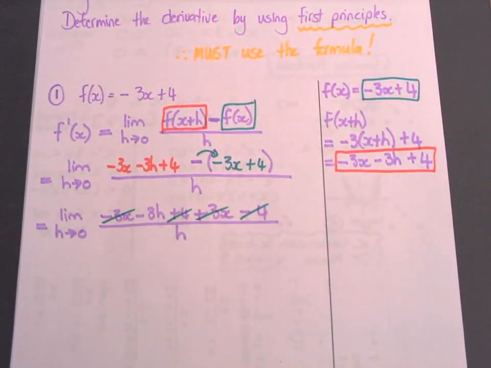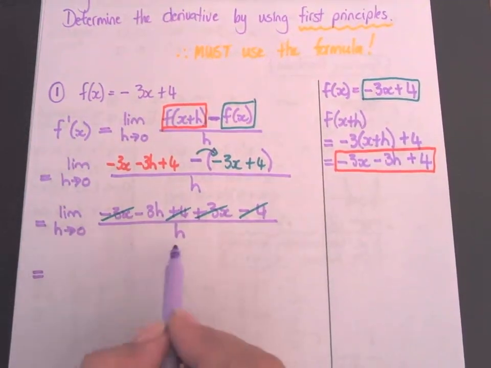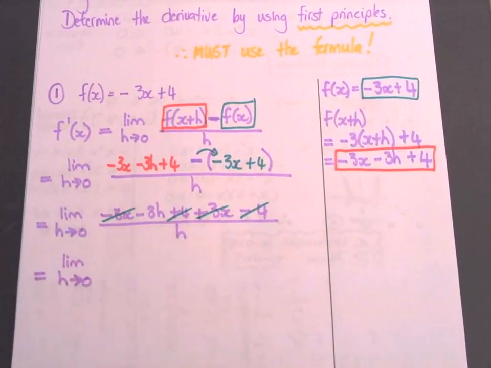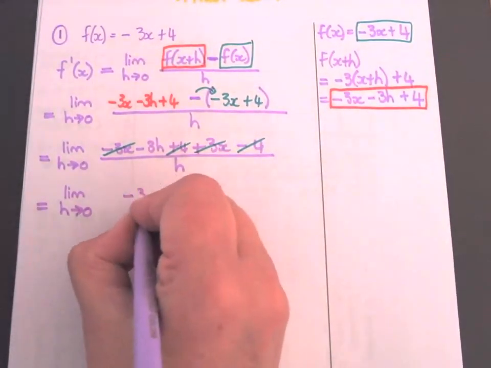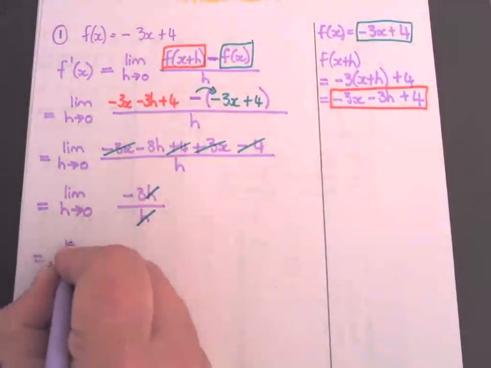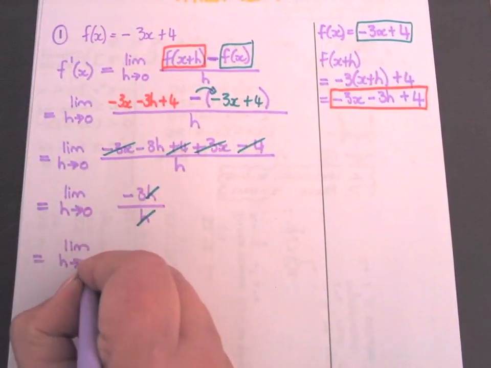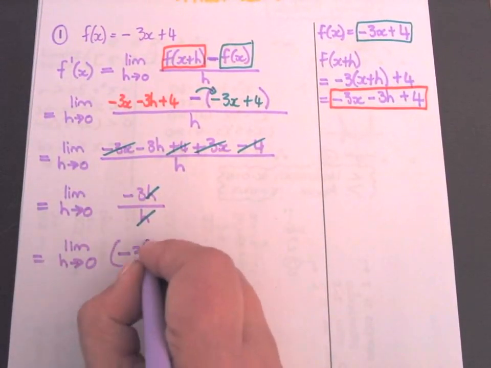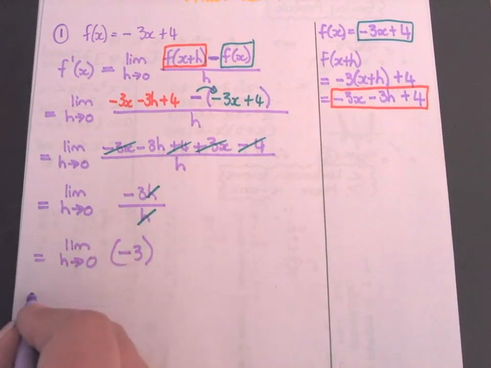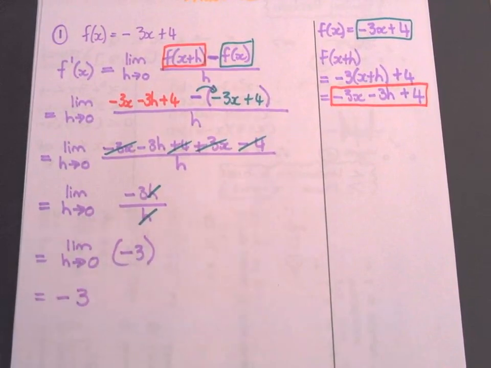And you're left with, am I going to substitute the h in? No, so the notation stays. Negative 3h over h. Now we can cancel out. And we are left with the limit when h tends to 0 of negative 3. Is there h in my function there? No. So I can just write the answer. There's no h to substitute, so my answer is negative 3.